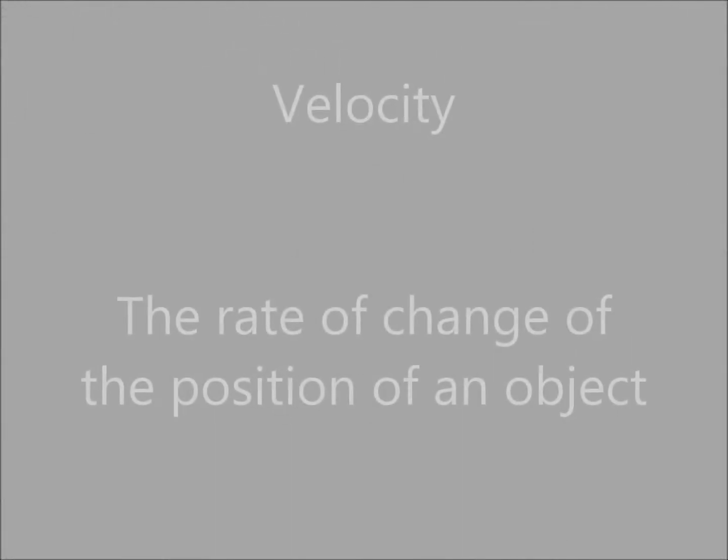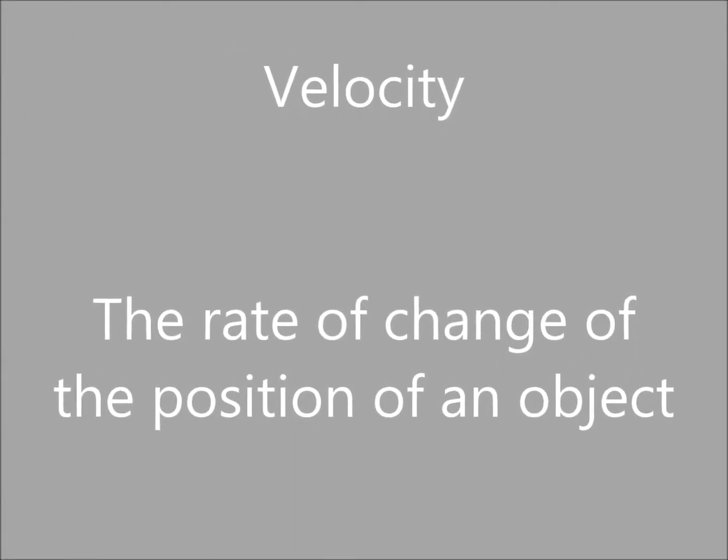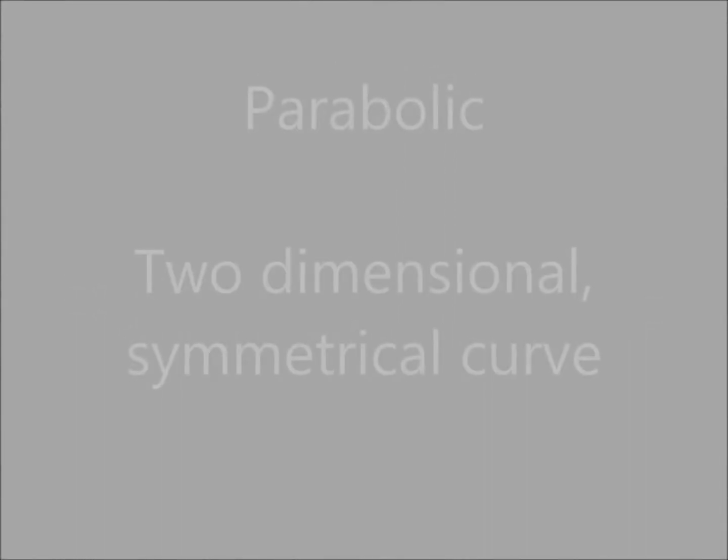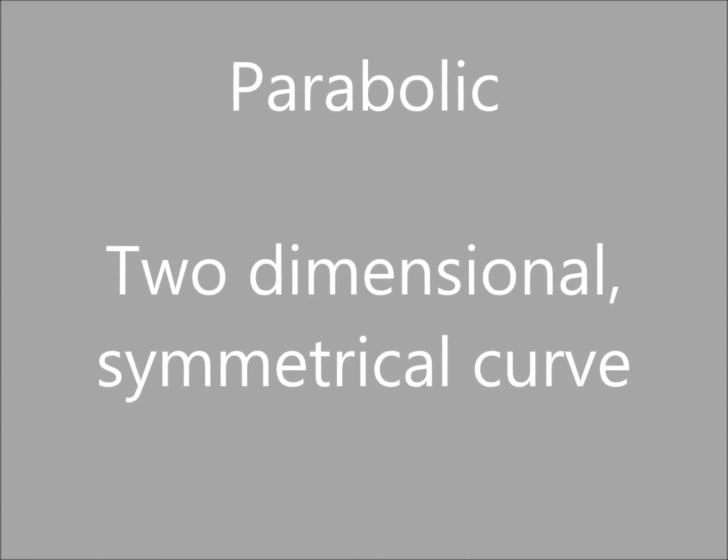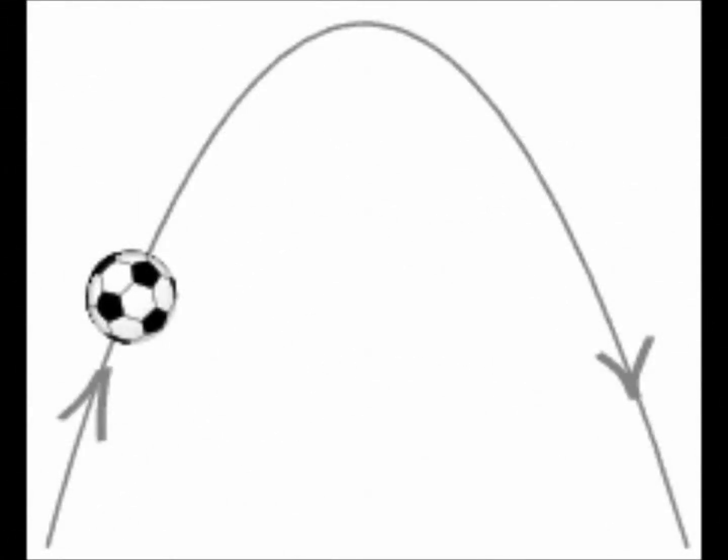with a velocity of 14 meters per second, which velocity refers to the rate of change of the position of an object. Larry remembers learning of parabolic shapes, which is a two-dimensional symmetrical curve similar to the U shape. He learned of this in math class and how equations can be represented from such shapes.